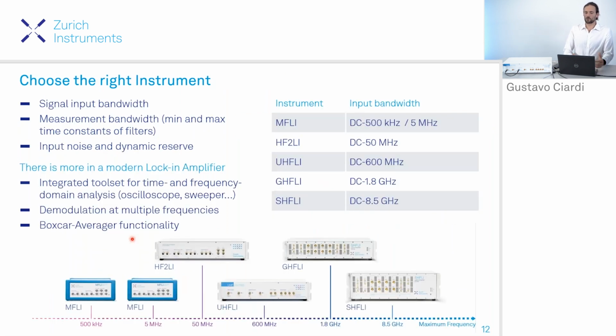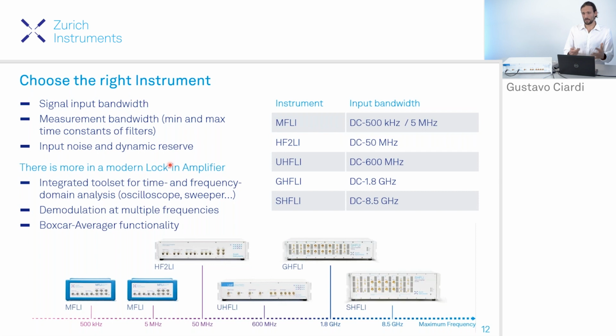Now that we have introduced the modulation in our experiment, we need to choose the correct instrument to demodulate our signal. It would be easy for me to say that Zurich Instruments lock-in amplifiers are the best, but this is not the point. The choice of a certain instrument can depend on many things. Next to the input bandwidth, which is defined by the modulation frequency in our experiment, there could be parameters like the measurement bandwidth, so how fast I am able to measure, the input noise of the instrument, or maybe the dynamic reserve.